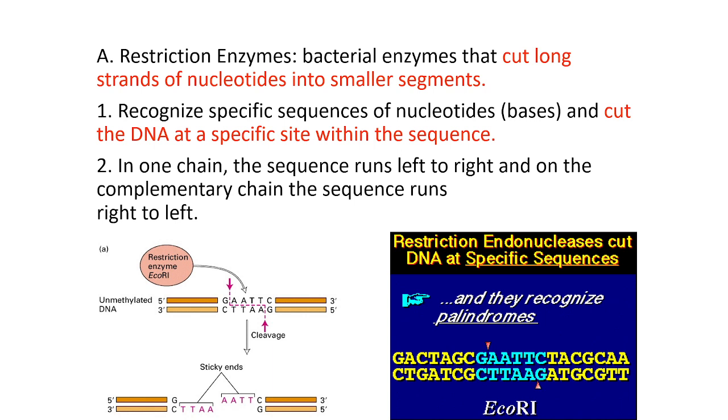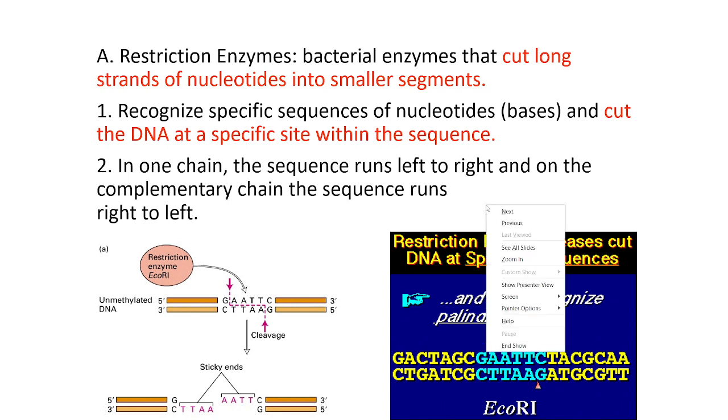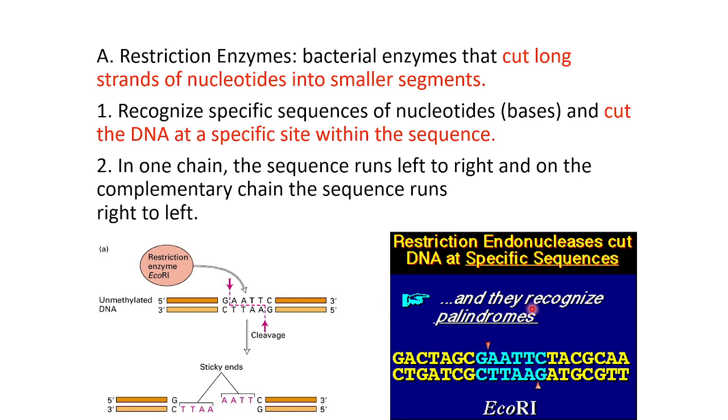So it recognizes specific sequences of nucleotides and cuts the DNA at specific sites. These sites are palindromic in nature. Over here you see that the sequence runs from left to right, and from the other side you see it runs from right to left. So restriction endonucleases cut DNA at specific sequences; they recognize palindromes, and you see that this is a palindromic sequence and it cuts over here.